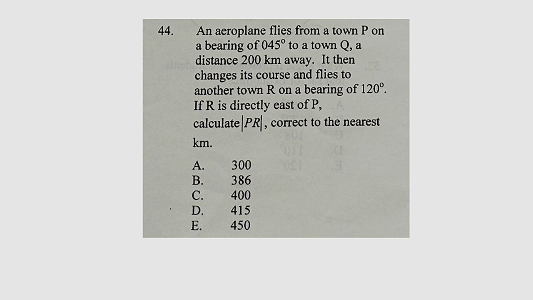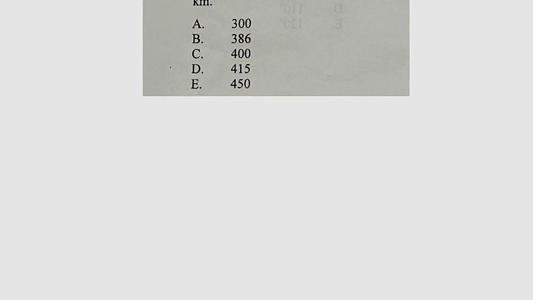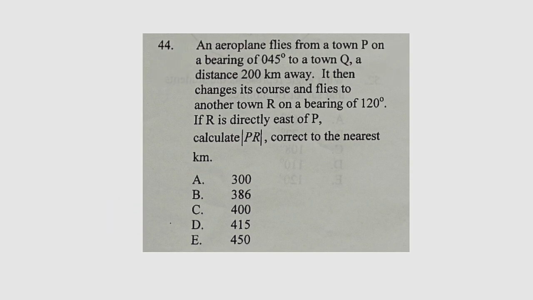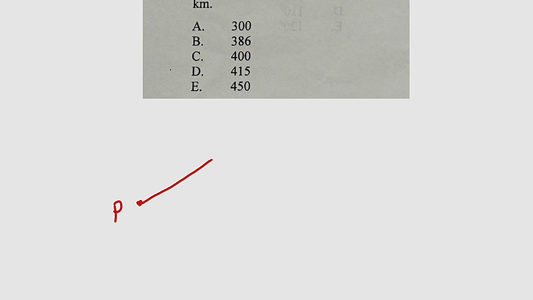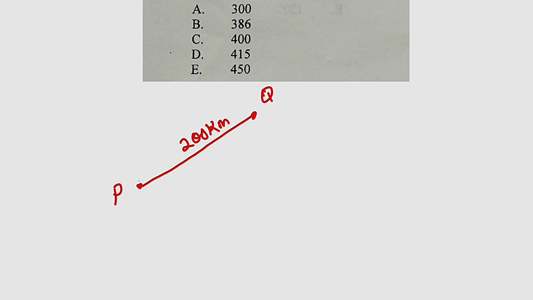You should know that the plane started from what? Town P. So let's assume we have a town P right here. Let me call this P. It travels to another town Q on a bearing of what? 45 degrees. So let's assume it is somewhere here. This is town Q. Distance is 200 kilometers apart, right? And the angle here is 45 degrees.